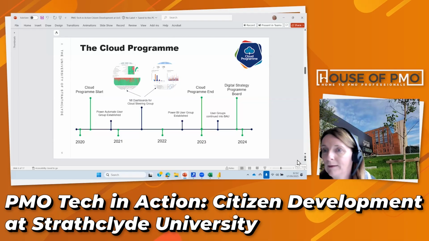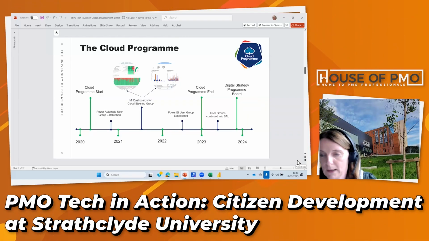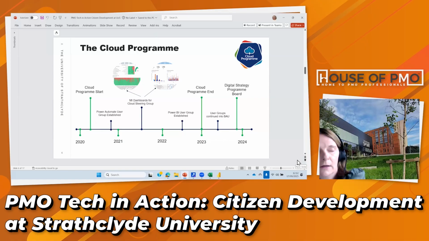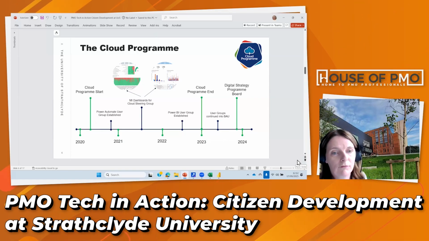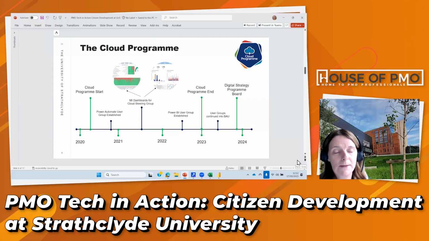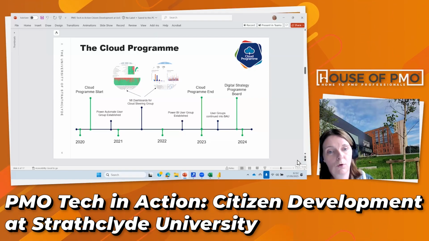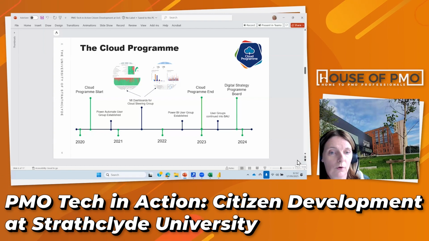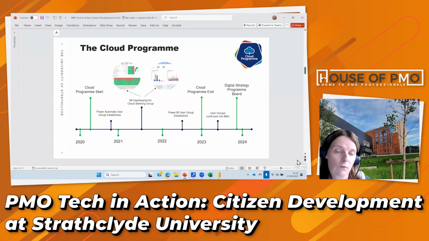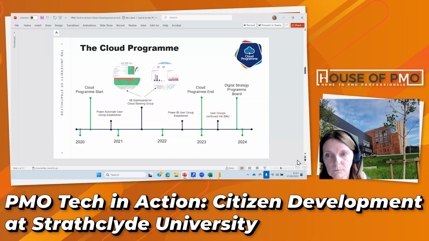Okay, so where it began for us was actually on a program called the Cloud Program. Now, I put the timeline in here. We had a 3.5-year program of activity that we were running from within the PMO, whilst at the same time keeping the lights on around our governance work as well. So part-time delivery of the program and part-time delivery of our PMO services.